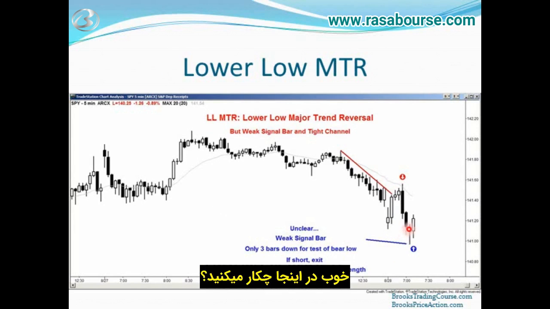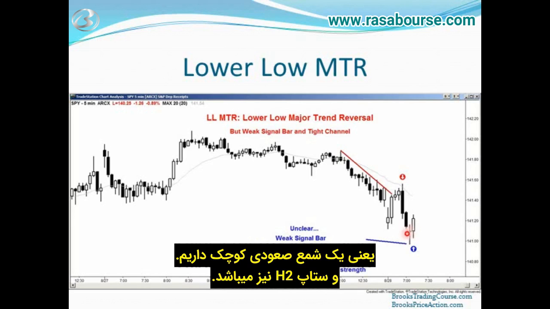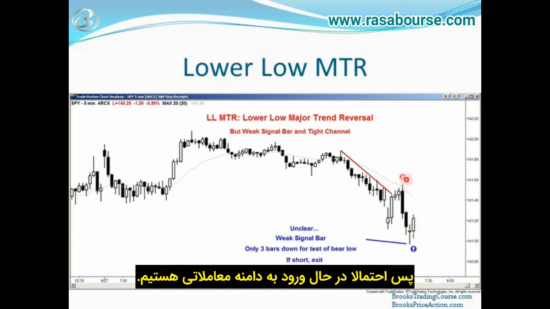Alright, so what do you do at this point? We have a reversal bar, a close above the midpoint, and a close above the open. It's a small bull body, and on the day it's a high 2. We had a high 1 here and a second reversal up here. Possible evolution into a trading range. Possible lower low major trend reversal.